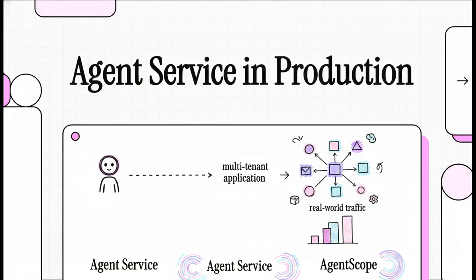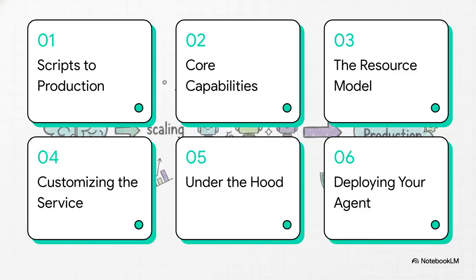Well, that is exactly what we're unpacking today as we look at Agent Service, the really powerful hosting layer for AgentScope. Here's our quick roadmap for today. We'll start with moving from scripts to production, look at the core capabilities unlocked, explain the resource model, talk about customizing the service, peek under the hood, and finally go over deploying your very first agent.